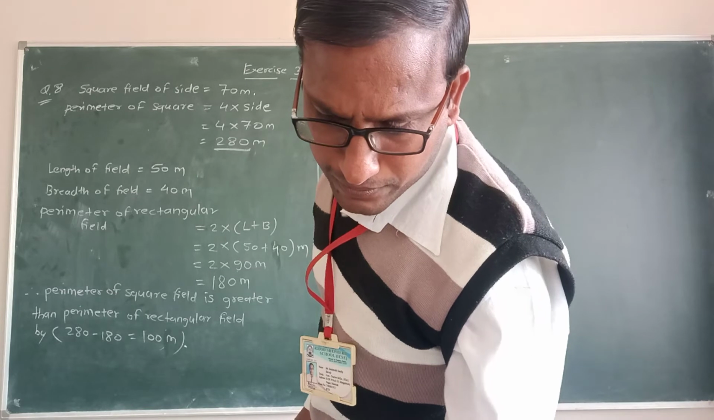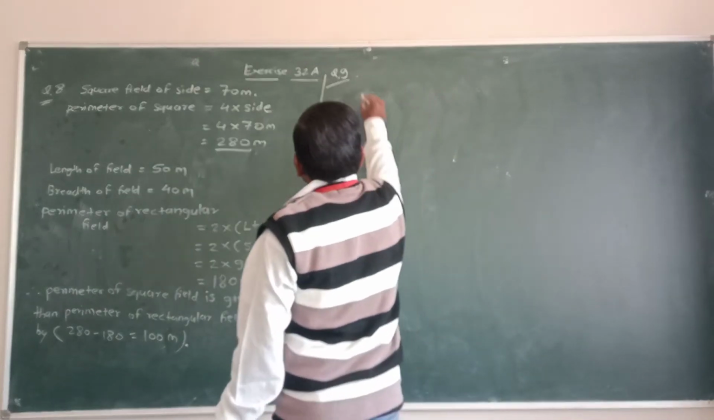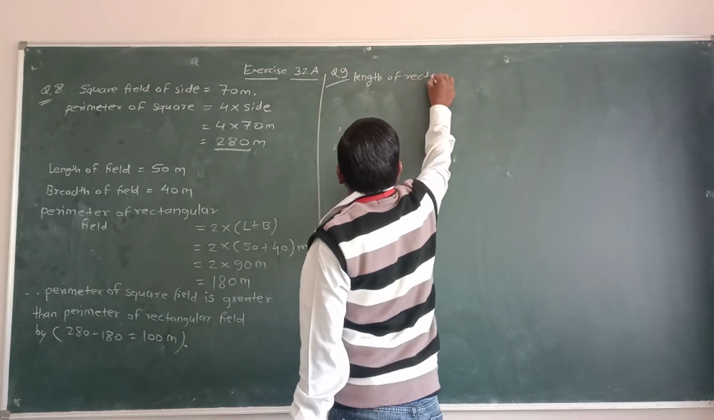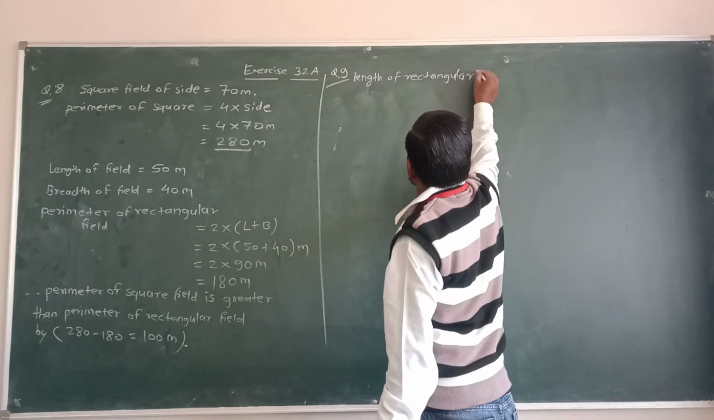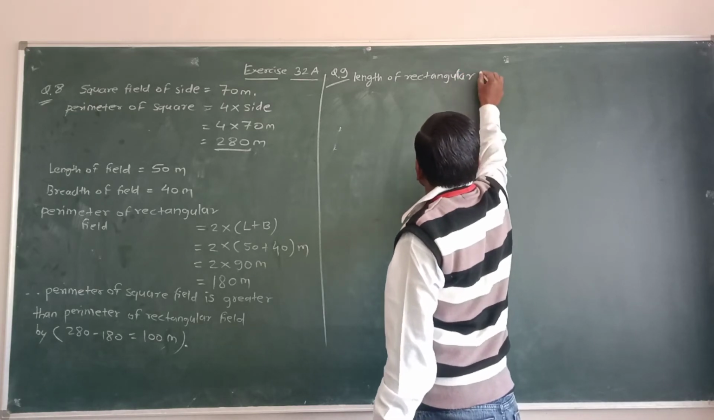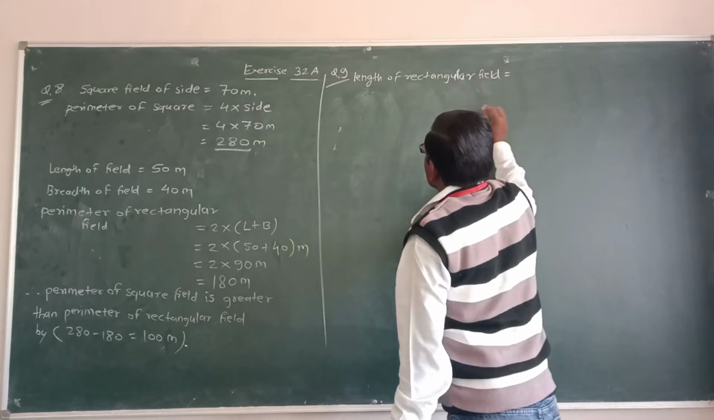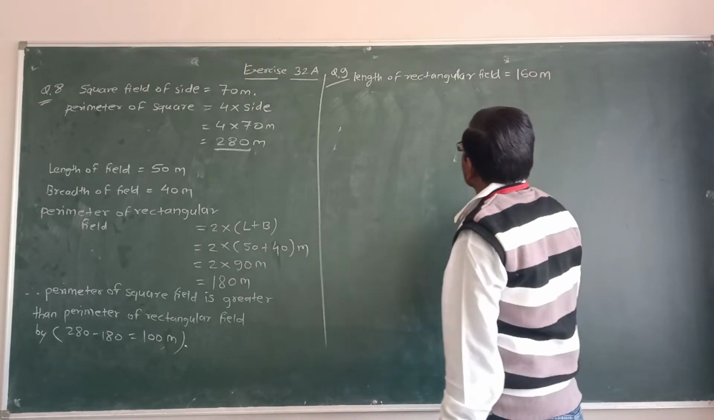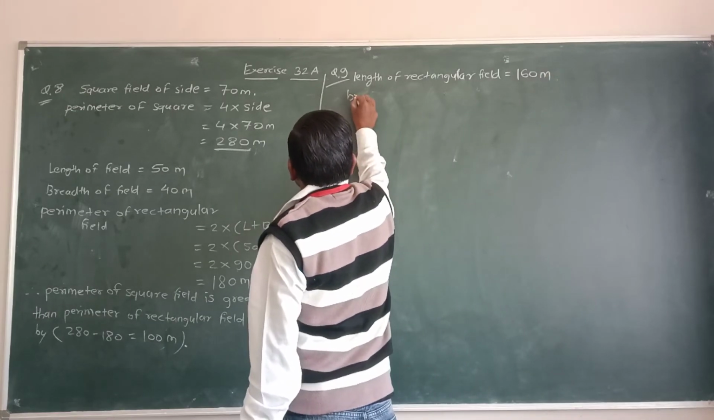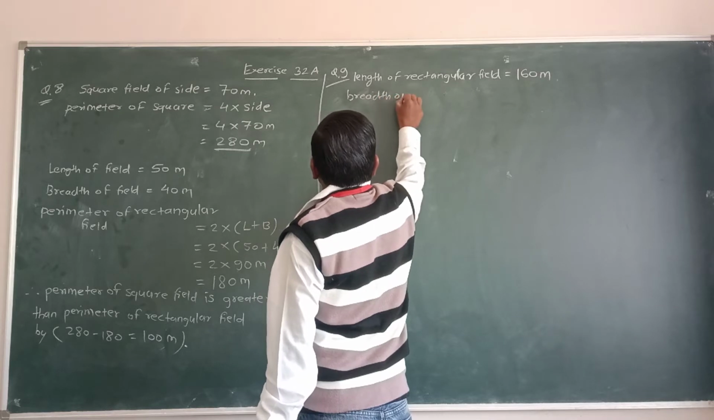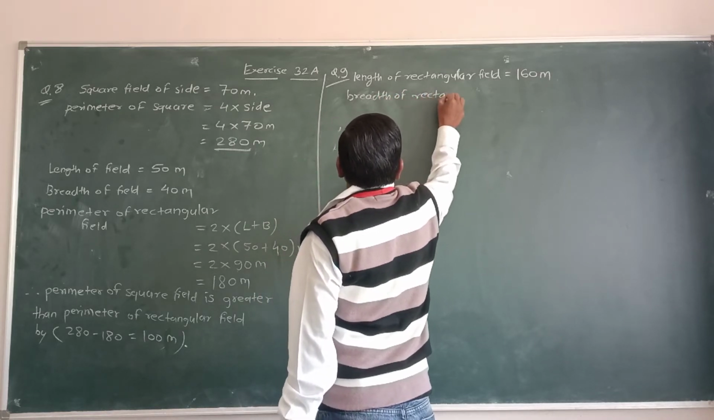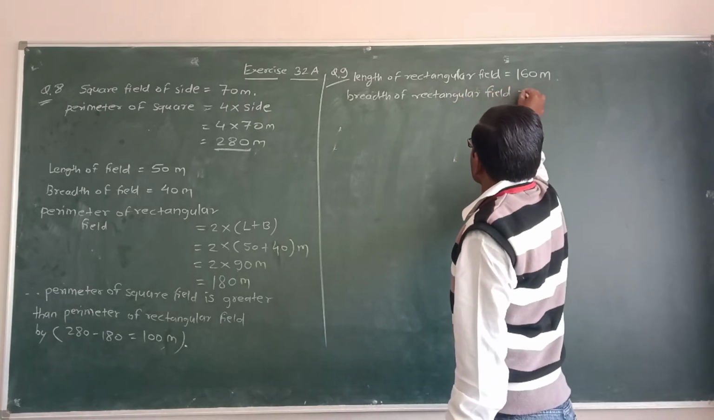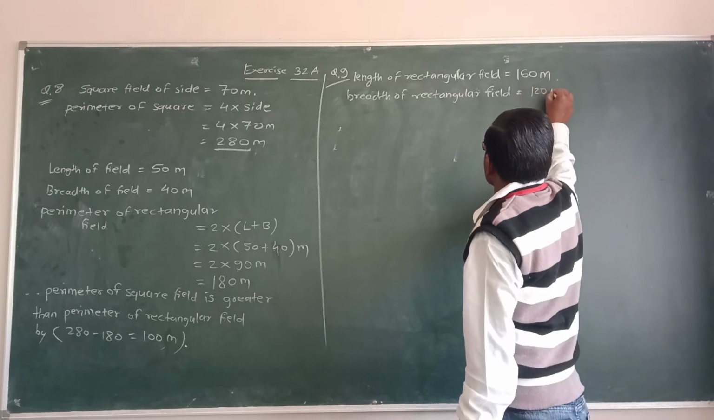Length of rectangular field is equal to 160 meter. Then breadth of rectangular field is equal to 120 meter.